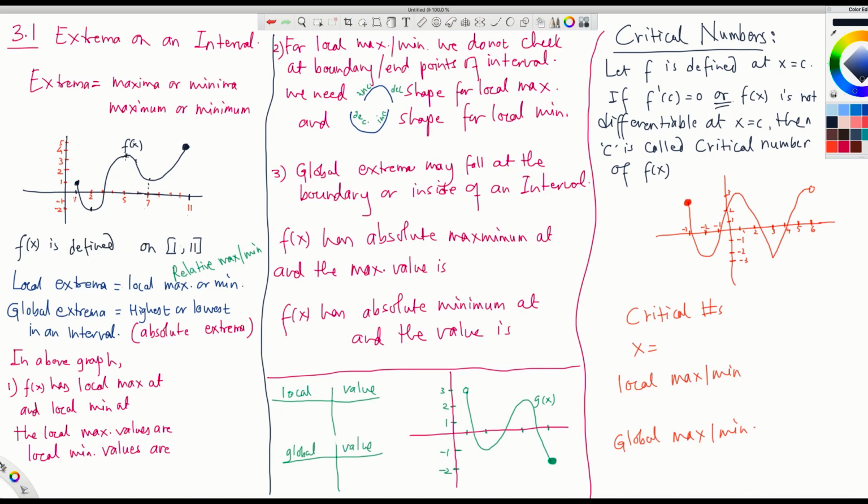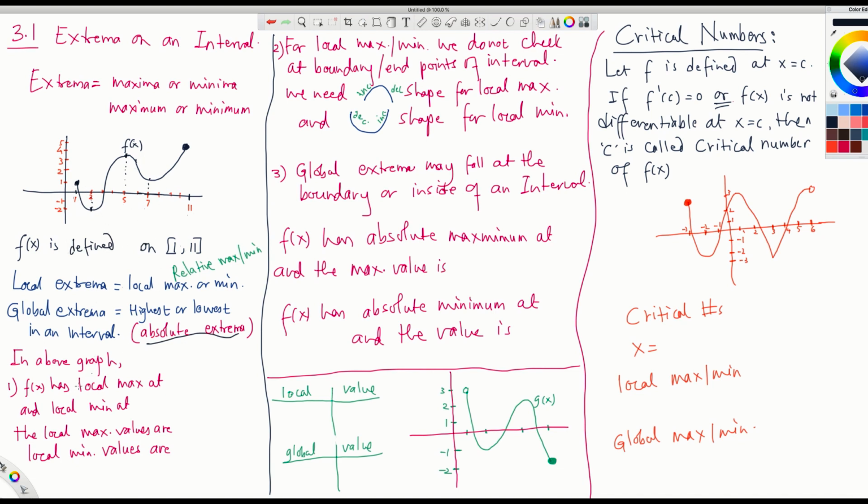Local means only in the surrounding points. Global max means the highest of all these, and global min means the lowest of all these. For the global, we also say absolute. Absolute max or absolute min means global max or global min. Relative max or relative min means local max or local min. Again, local max or local min is observed only around a point. Global max or global min is observed over all the points in that interval.